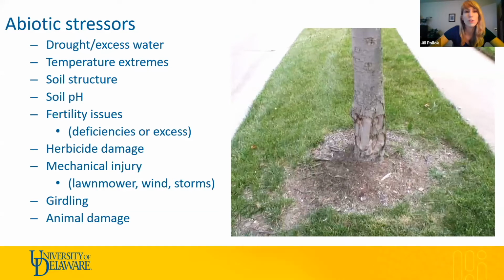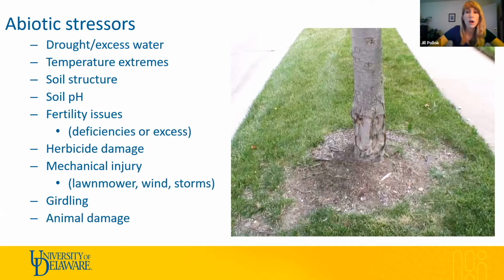When you have a sick plant, you need to look at everything that's going on. This is not a comprehensive list, but it's a list of things that we often see. Drought stress, excess water, temperature extremes, soil structure, meaning drainage or how hard the soil is, soil pH, fertility issues, deficiencies or excesses, herbicide damage, mechanical injury, as you can see in this image. Not only is this plant very close to what looks like a parking lot and a sidewalk, it has lawnmower injury on the side of it. Wind and storms also cause mechanical damage.